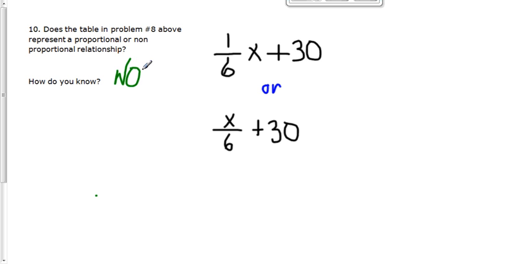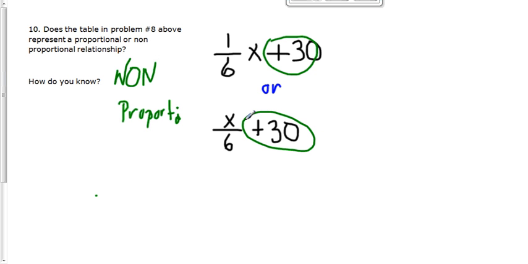And the reason why I know this is non-proportional, do you know why? The reason why it is non-proportional is because we're adding 30. We have a constant. If you have a constant, it is not proportional. Because if I plug in 0, 0 divided by 6 is 0. It doesn't happen. You're going to start at positive 30. It's not going to go through the origin on the graph. Okay.